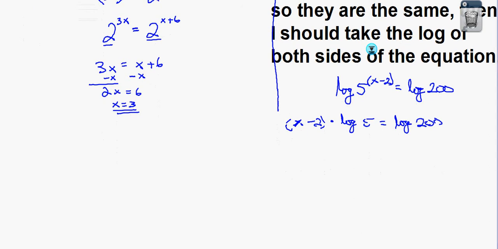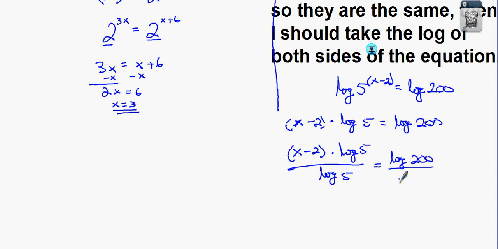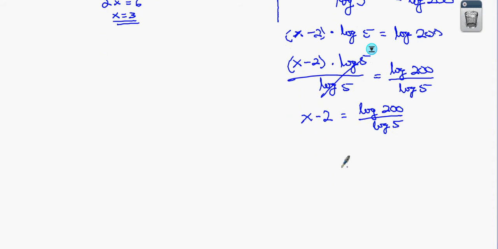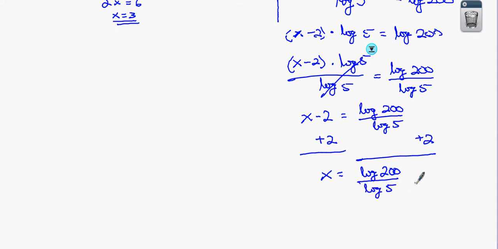Then, using my basic equation solving skills, to isolate the x minus 2, I'm going to divide both sides of the equation by log 5. Okay, these will cancel, and I'm left with x minus 2 equals log 200 divided by log 5. And then all I have to do to solve this is add 2 to both sides of the equation, and I get x is equal to log 200 divided by log 5 plus 2.